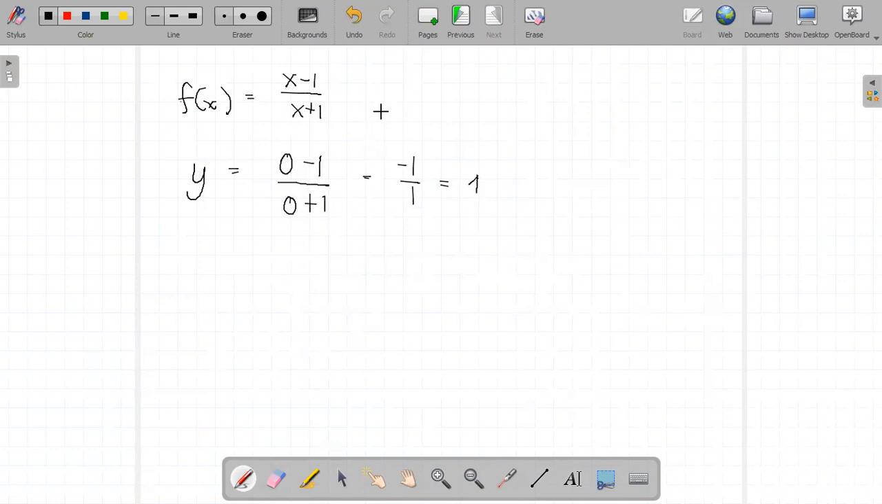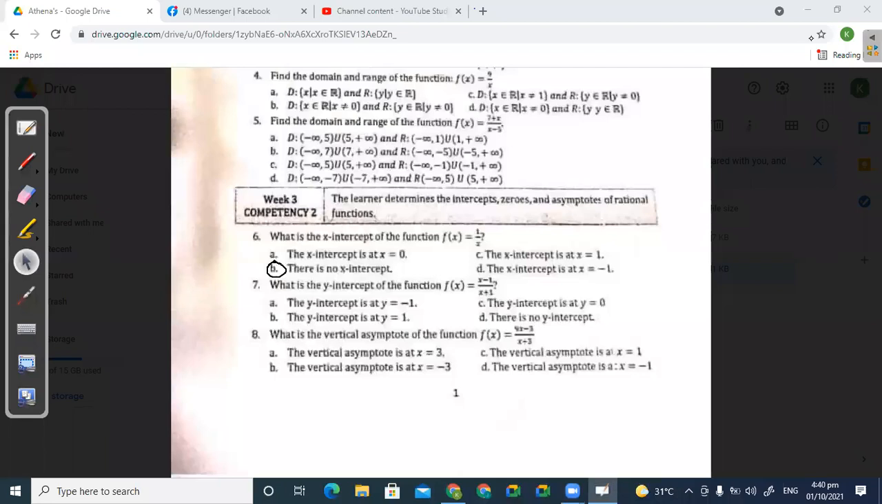Now, itong y-intercept, okay, that is a point. Okay? Y-intercept niya is a point. Ibig sabihin, dapat naka-represent siya as x, y. Wherein yung x mo ay 0. So, yung y mo, negative yan. So, negative 1. 0, negative 1. So, pwede rin ganito. The y-intercept is at y equals negative 1. Kasi automatic naman 0 na yung x.